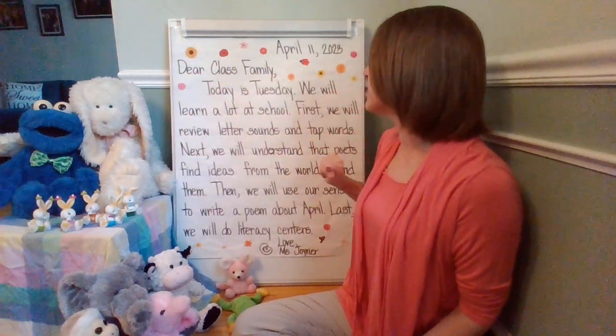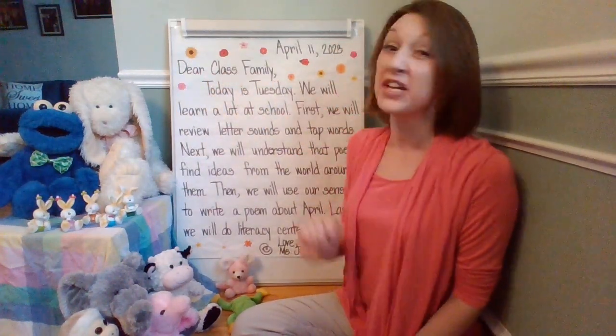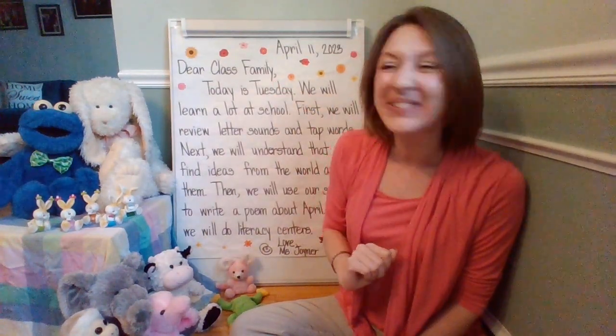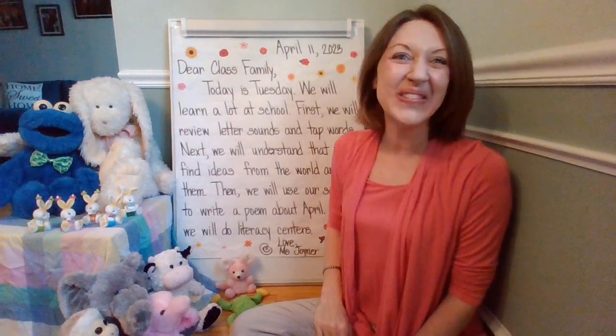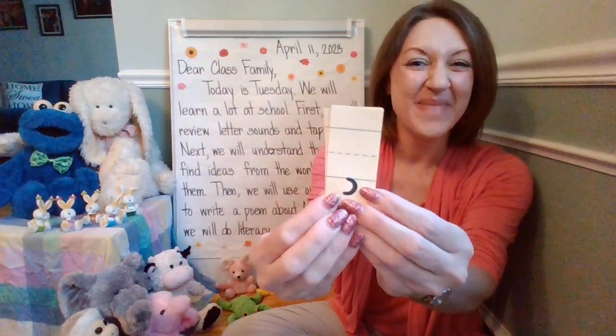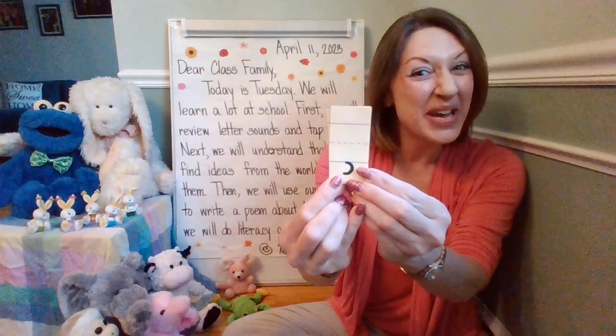Let's reread the whole greeting again. Dear class family. After the greeting, there's a punctuation mark. Do you remember what that's called? It starts on the line and does a little curve. I heard some of you say it. It is a comma. Let's review the names of the punctuation marks that you're going to be seeing in the message. All right, say them with me. Comma, period, exclamation mark, also called an exclamation point, and question mark.